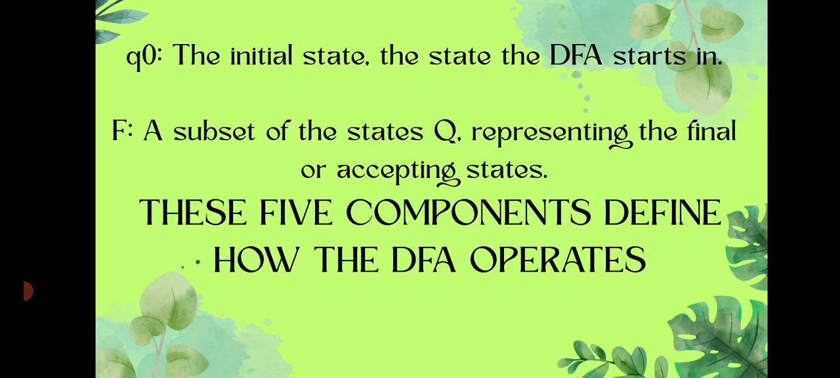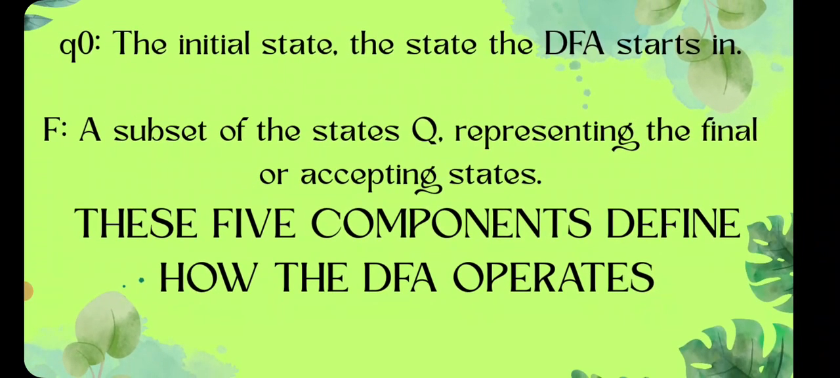Next is Q node. Q node is the initial state. It is the state the DFA starts in. So the DFA starts with Q node, that is the initial state. Next and the last one is F. F represents the final or the accepting state. So I hope that these components are now clear to you. So these 5 components are used to define how the DFA operates. So the operation of DFA required these 5 components.